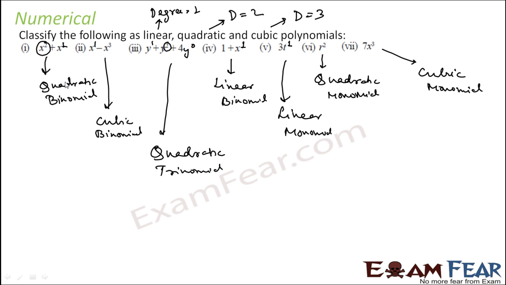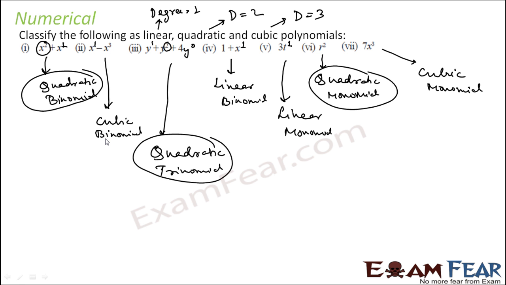You see, both are independent. The powers and the number of terms are totally independent. Okay, so you can have quadratic which is monomial, you can have quadratic which is binomial, you can have quadratic which is trinomial.